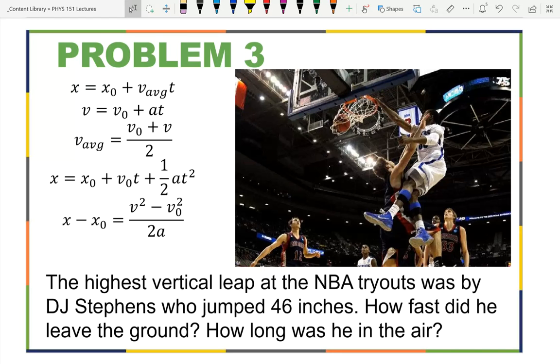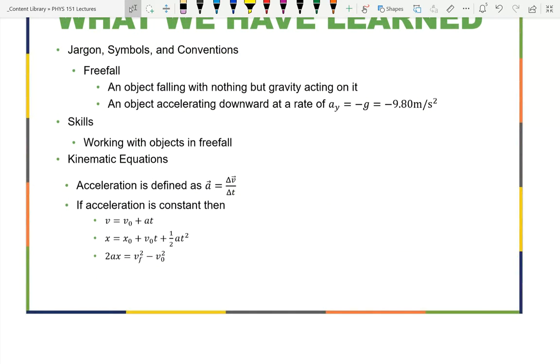All right, so what we've learned today was how to work with kinematic equations. Oh boy, I forgot to change this slide. We learned how to work with kinematic equations today. And you'll just have more practice with it over the weekend for homework.